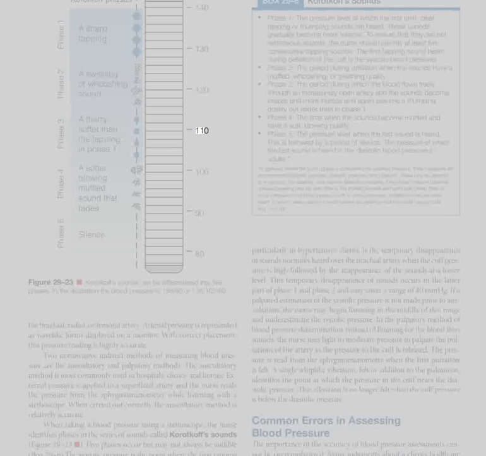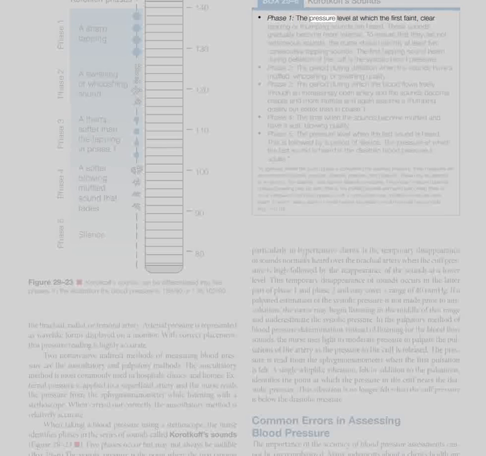Figure 29-23. Korotkoff sounds can be differentiated into 5 phases. In the illustration, the blood pressure is 138/102/90. Box 29-6, Korotkoff sounds.